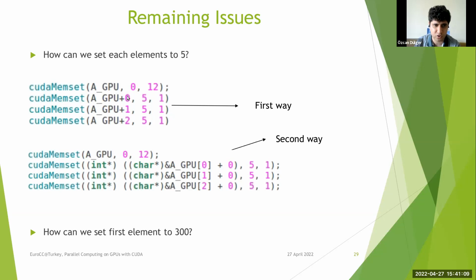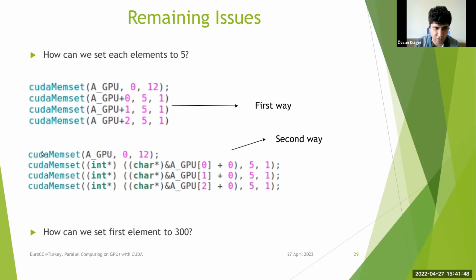Now we are trying to set 5 to the first byte of the first element. Here, set 5, 1 byte. Then we access the address of the second element, and we set 5 to its first byte, and we access the third element, and we set 5 to the first byte of the third element. This is the first way.